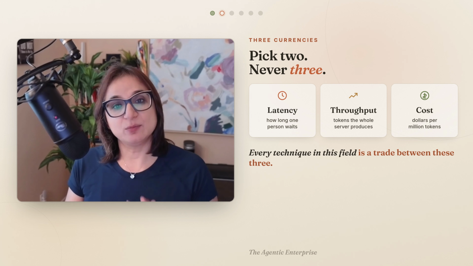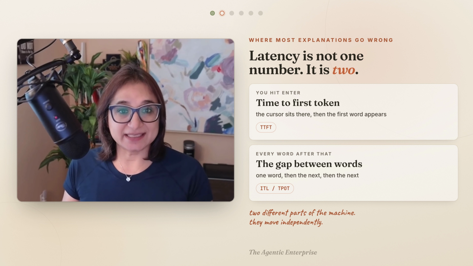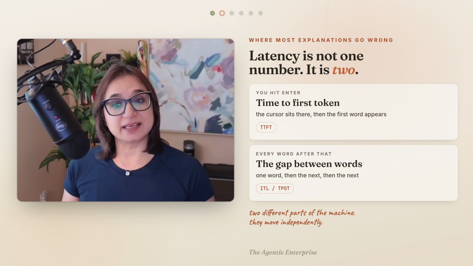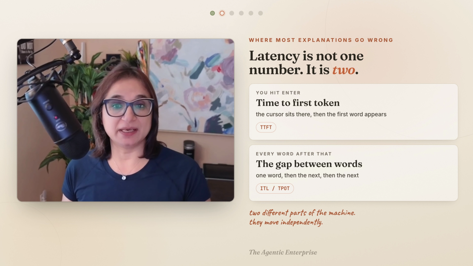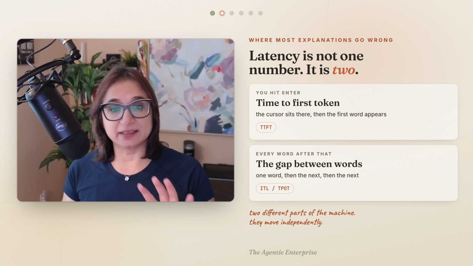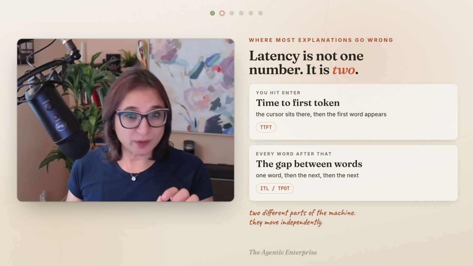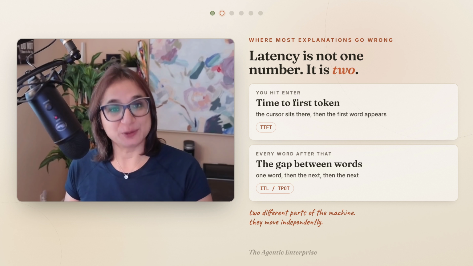And this is where I see most explanations go wrong. So bear with me for a second. Latency is not one number, it is 2. And they are set by 2 different parts of the same request, and they move independently of each other. So the first one, you hit enter and the cursor sits there, and then the first word appears. So that whole wait is one number, right? And it is called time to first token.